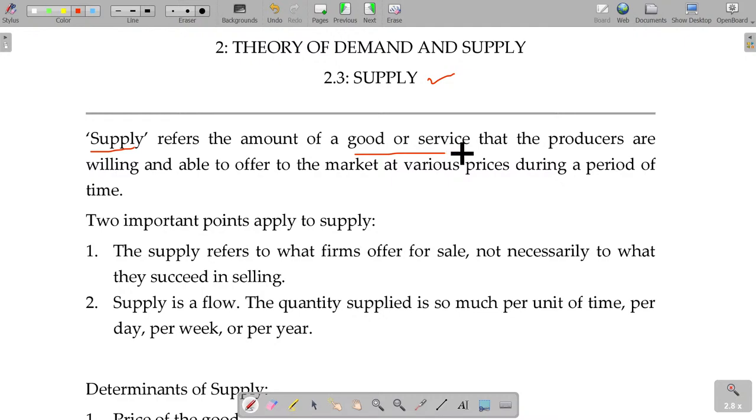Supply: producers are willing and able to offer to the market at various prices. Willing and able to offer, that's the main motto. What? Goods and services for a price in a given time.